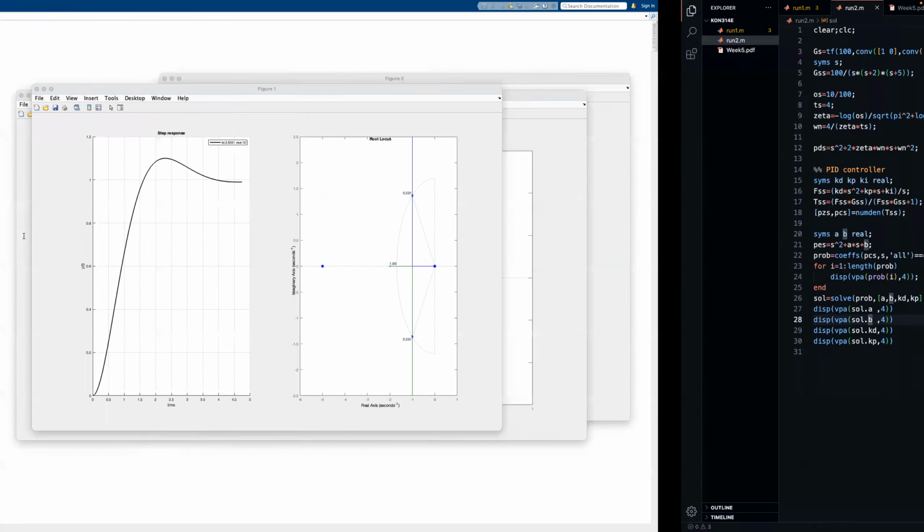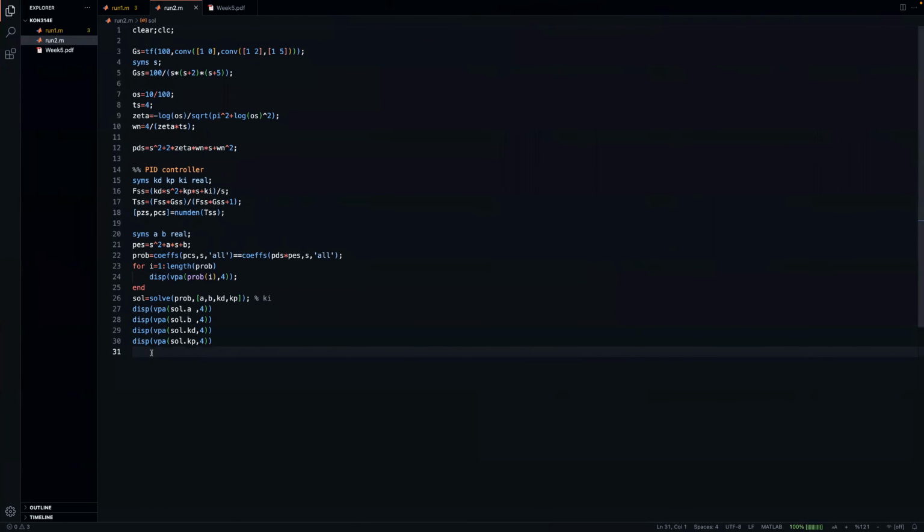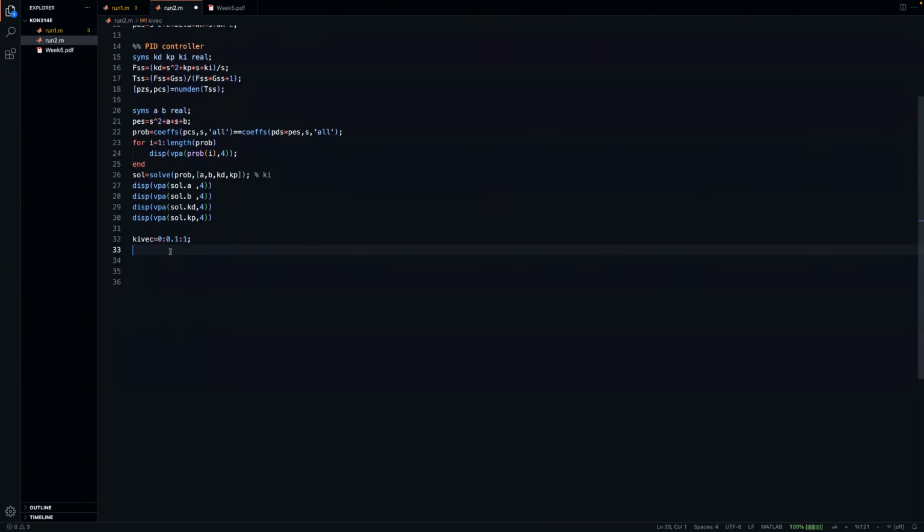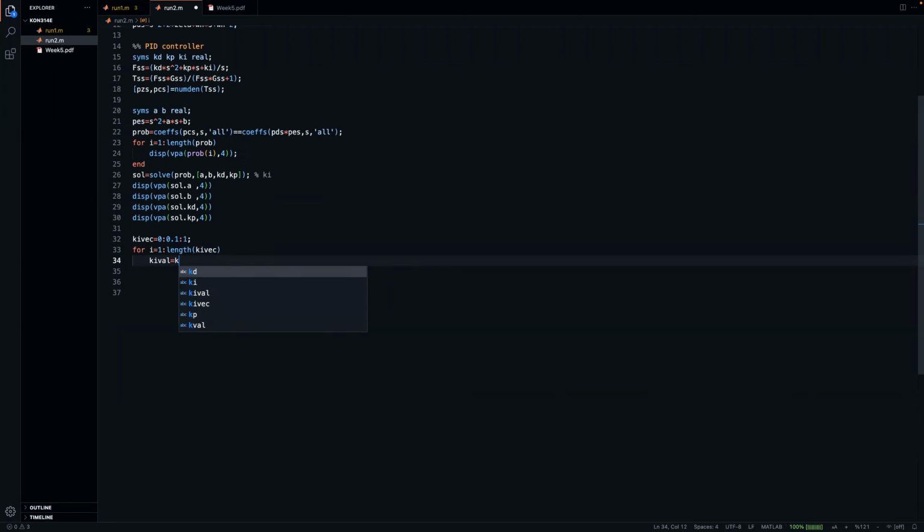So before I move on, what I mean is we have a Ki vector that can start with 0, with 0.1 steps, maybe up to 1. I will increase that, but let's stay with just a small vector here. So what I can do is loop through it with ki_vec, and define ki_val equals the ith element of ki_vec.